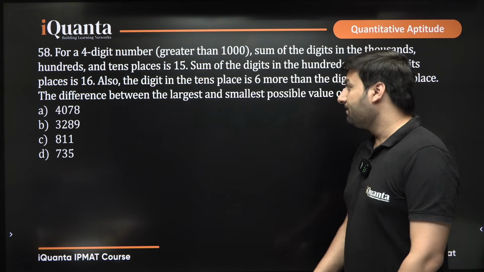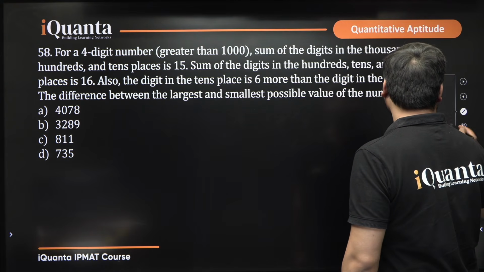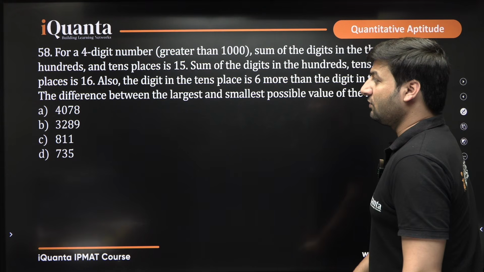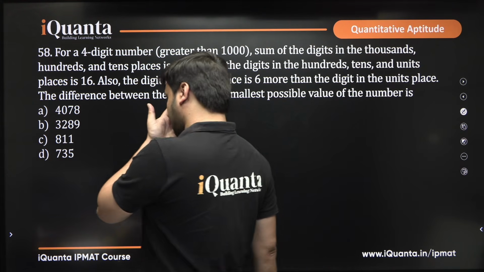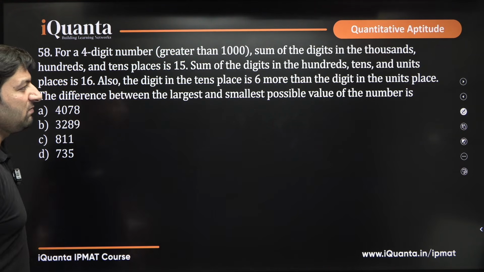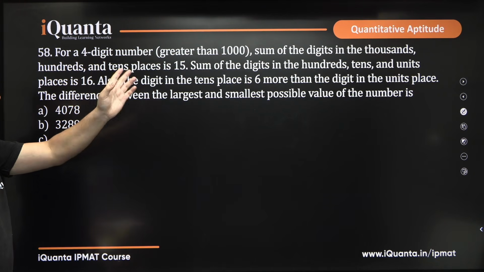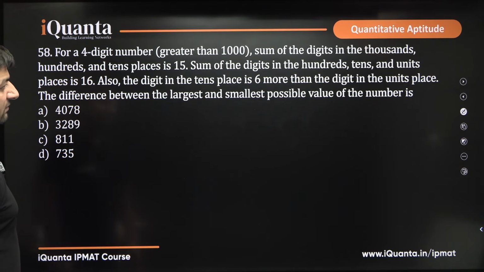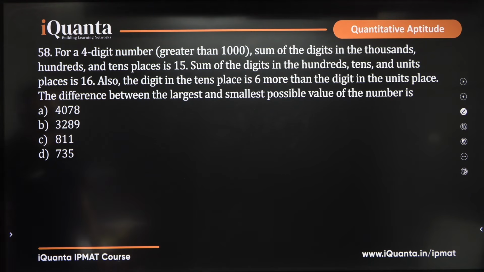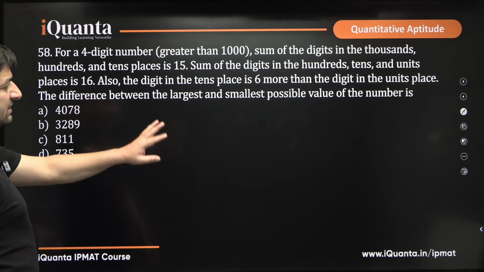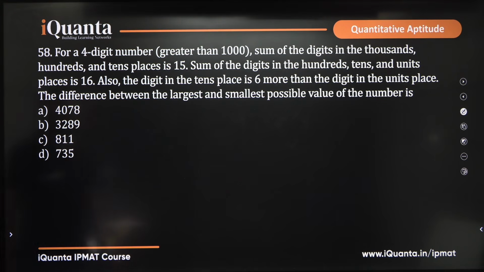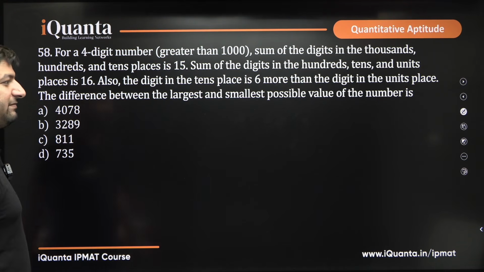So this is the question that I gave you for homework. Let's try this. It's a 4-digit number greater than 1000. The sum of digits in the thousands, hundreds and tens place is 15. The sum of the digits in the hundreds, tens and units place is 16. Also, the digit in the tens place is 6 more than the digit in the units place. The difference between the largest and the smallest possible value of the number is?